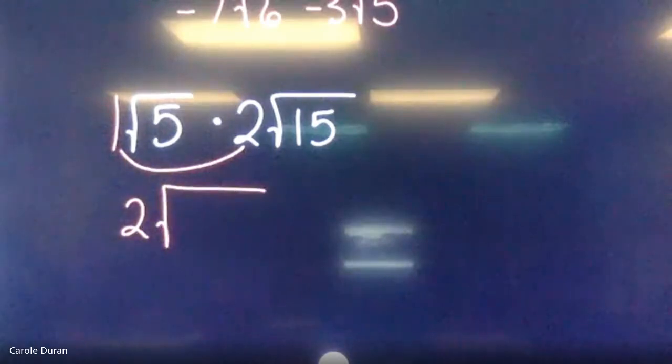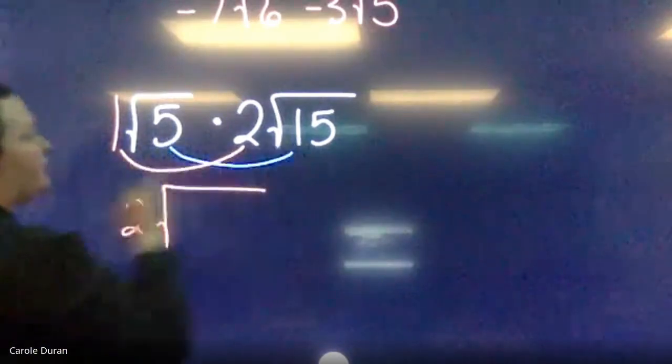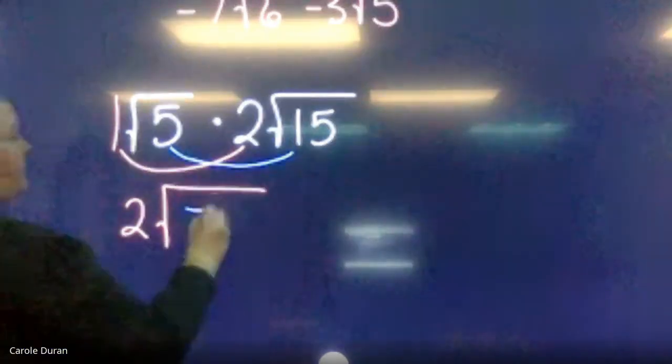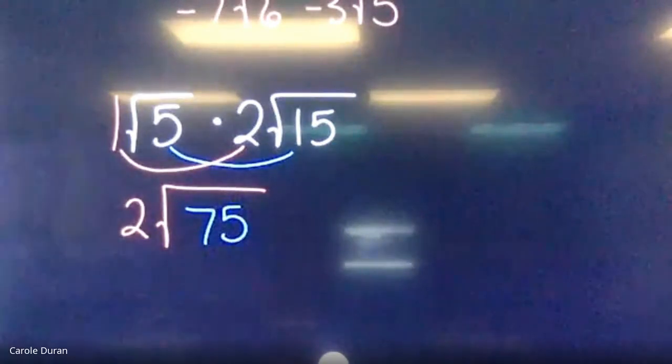Step 2 is to multiply the numbers under the radical together and put their product under the radical again. So 5 times 15 is 75. So this becomes 2 times the square root of 75. And now I'm ready to simplify this.